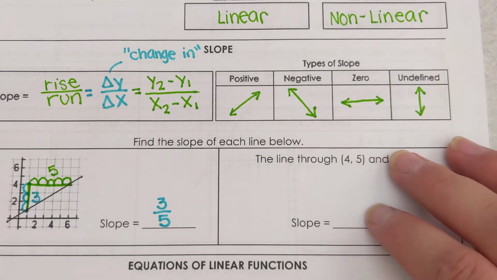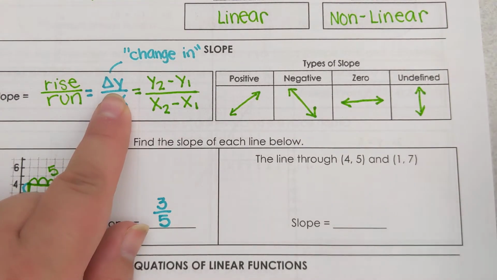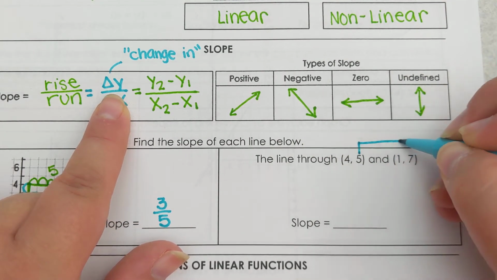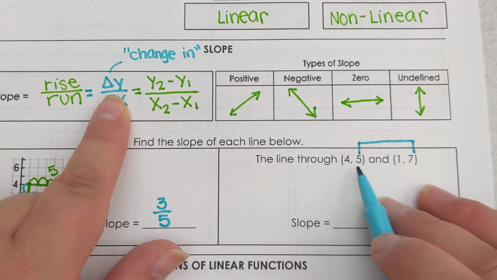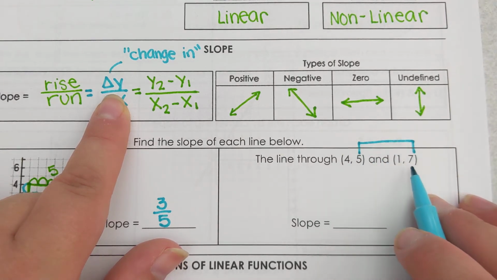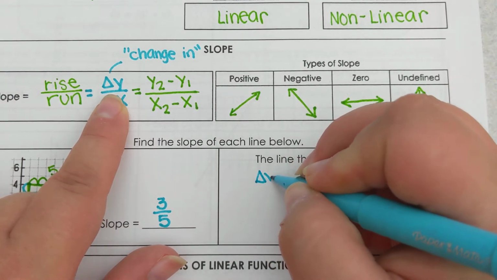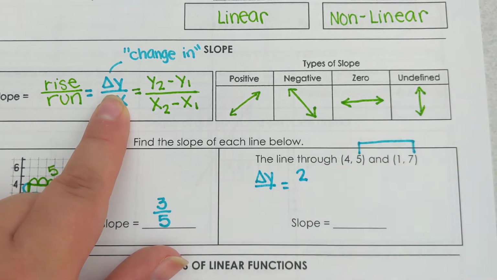Okay, and then I'm going to do this problem in 2 ways. The first way, I'm going to do the change in y. My y values are the second part of each point, so the 5 and the 7. What is the change to go from 5 to 7? Hopefully you know that that is up 2. So my change in y is 2.